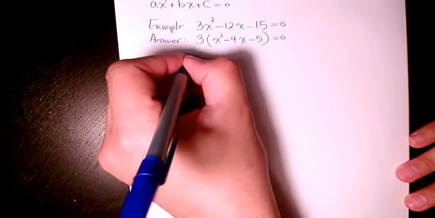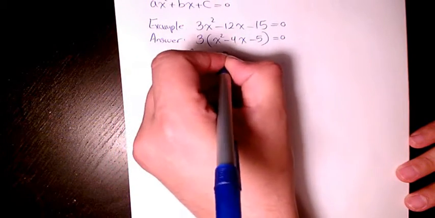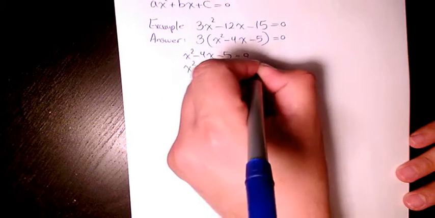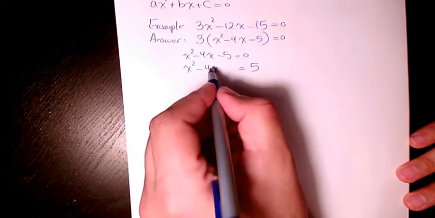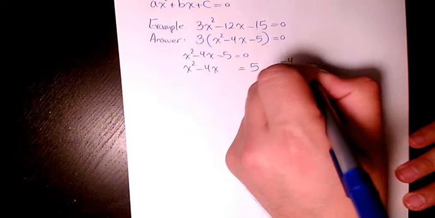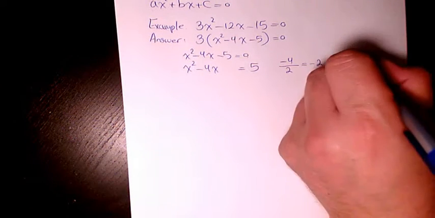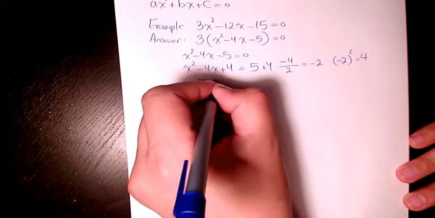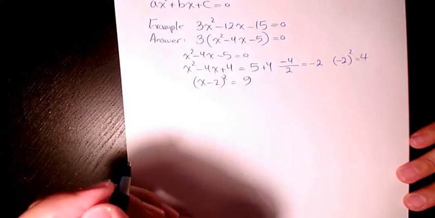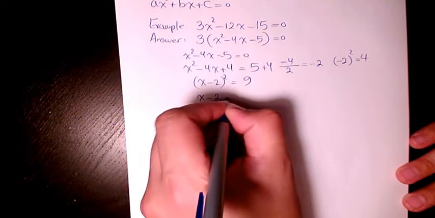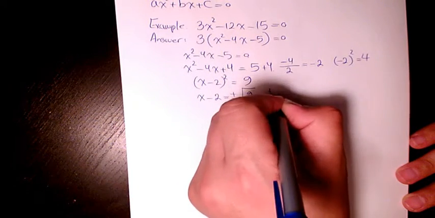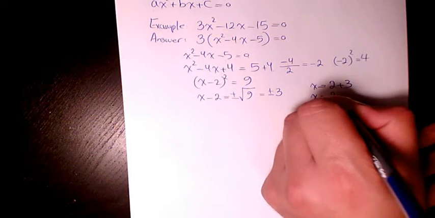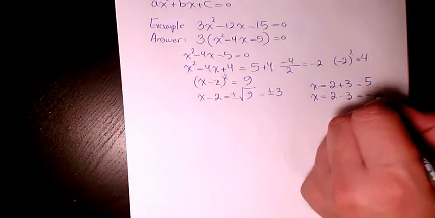You can say x squared minus 4x minus 5 equals 0. x squared minus 4x equals 5 when you move negative 5 to the right hand side. Negative 4 divided by 2 is negative 2, and negative 2 to the power of 2 is 4. So you add 4 to both sides. It will be x minus 2 to the power of 2 equals 9. So x minus 2 will be plus minus square root of 9, or plus minus 3. So x will be 2 plus 3, 2 minus 3. So that's 5, and this one is negative 1.